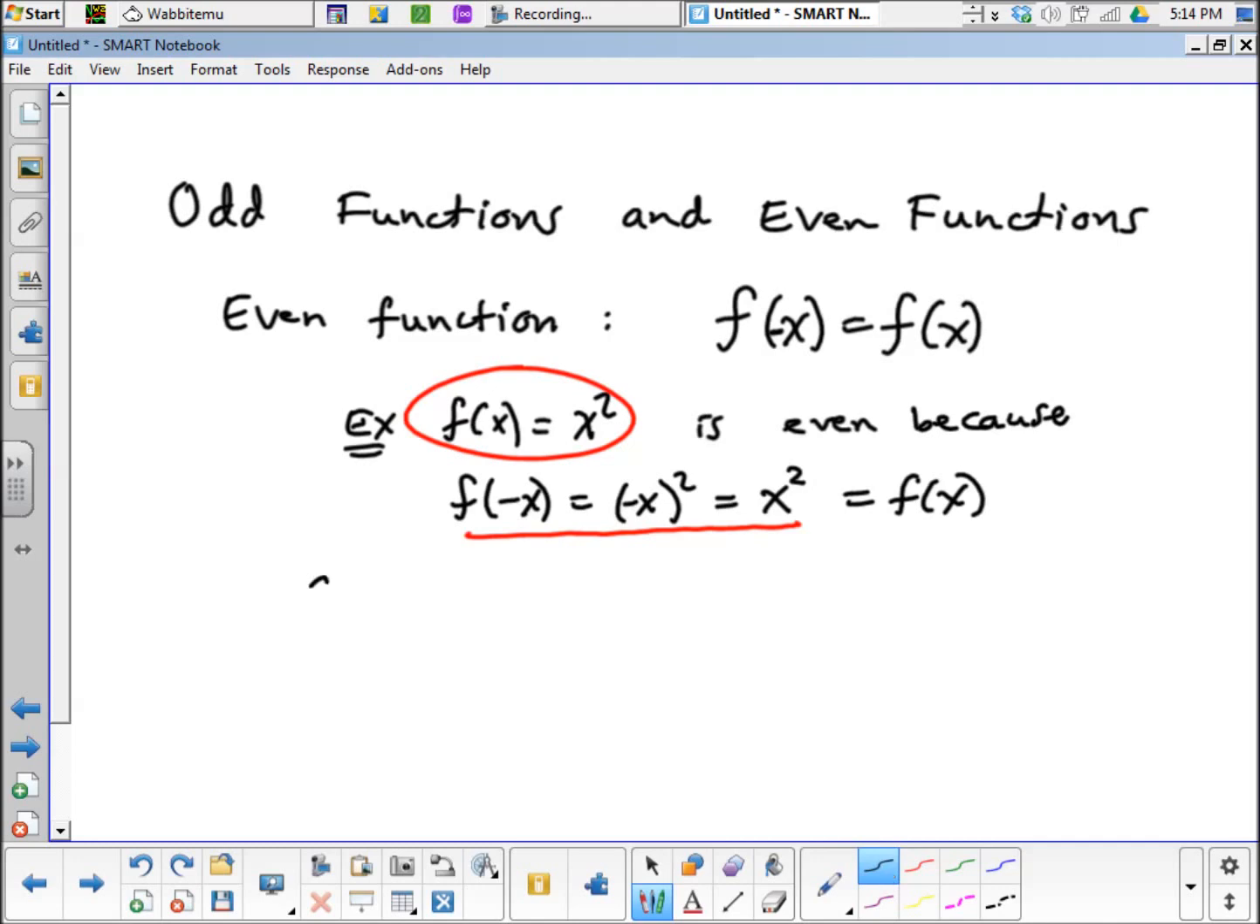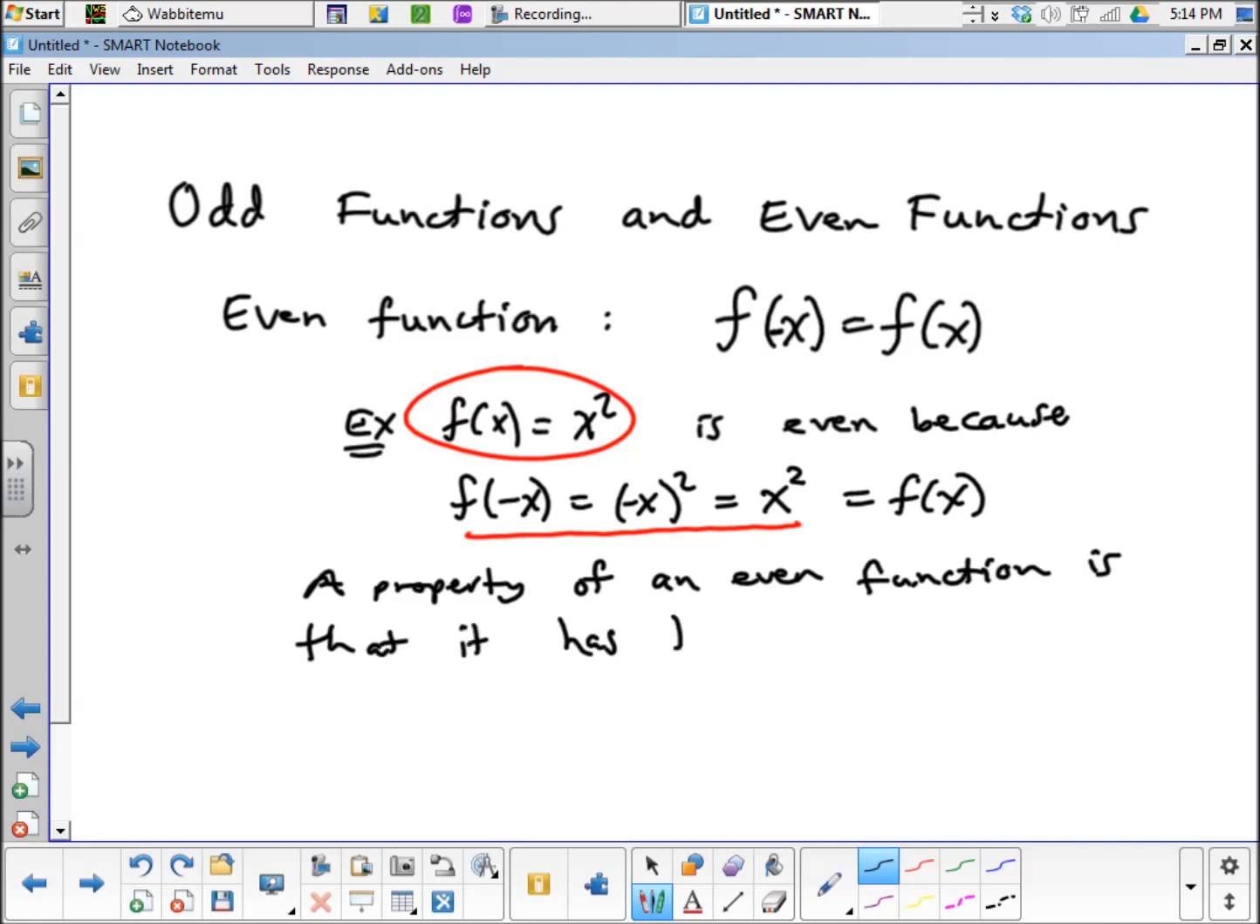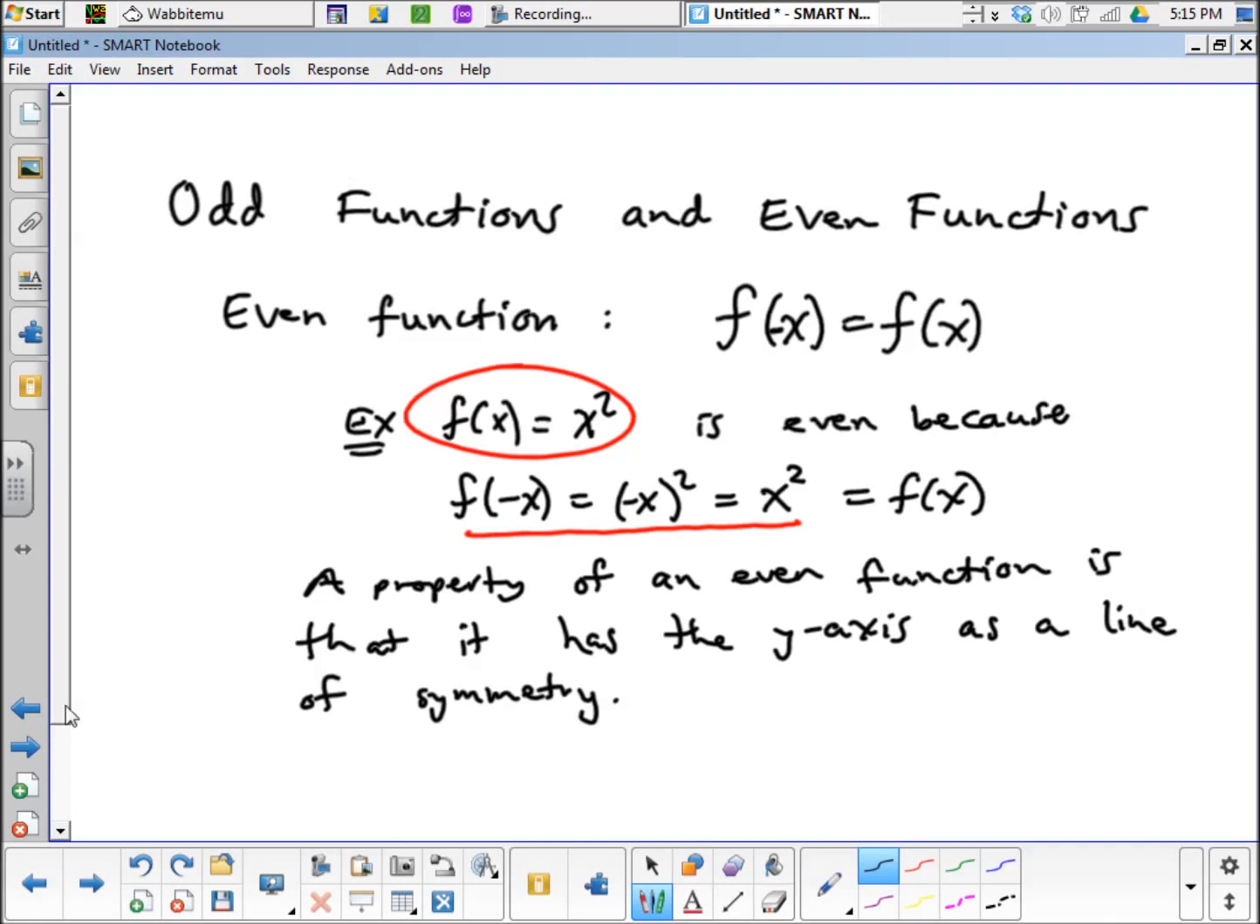A property of an even function, the only property we need right now, is that it has the y-axis as a line of symmetry. As a line of symmetry. Okay? All right. So we'll do an example of that again in a minute.